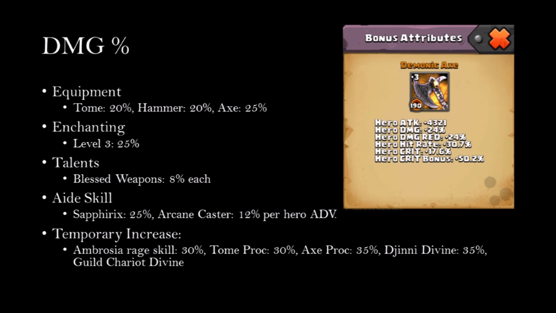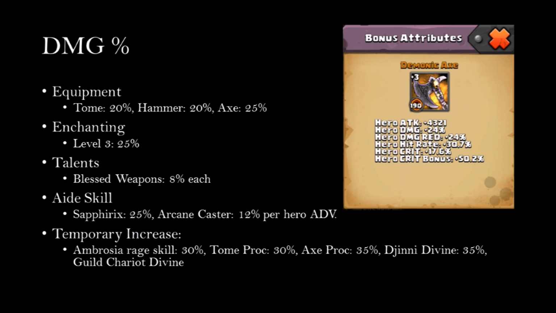And so equipment is a big one. Tome, hammer, and axe. Axe actually goes up to 25%. This one is almost maxed out. Enchanting level 3, 25%. Blessed weapons, 8% each. Of course, Saphric's aid, Arcane Caster can actually get up to 48% on the guild boss, I believe. And then you have temporary increases as well. So this is a sweet stat that you can go ahead and play around with.